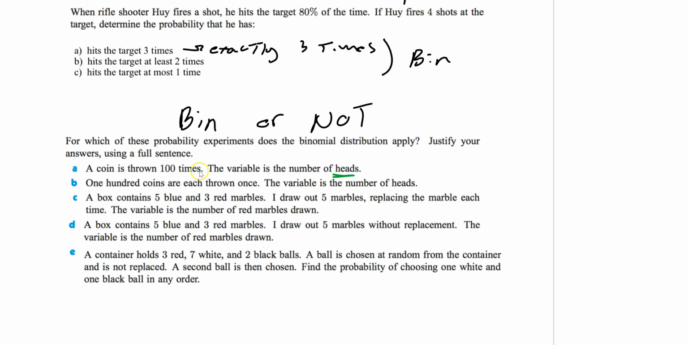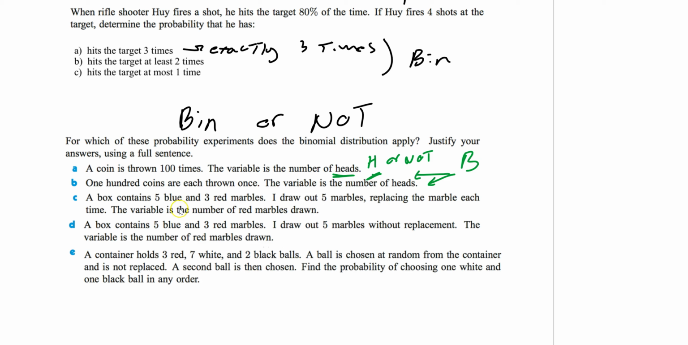Throwing the coin 100 times is automatically independent. The odds never change, and all you're talking about is heads or not heads. That's all we care about. So that's binomial. Next: 100 coins are each thrown once. The variable is the number of heads. That's pretty much the exact same situation, so yes, it's binomial also. Off to a good start.